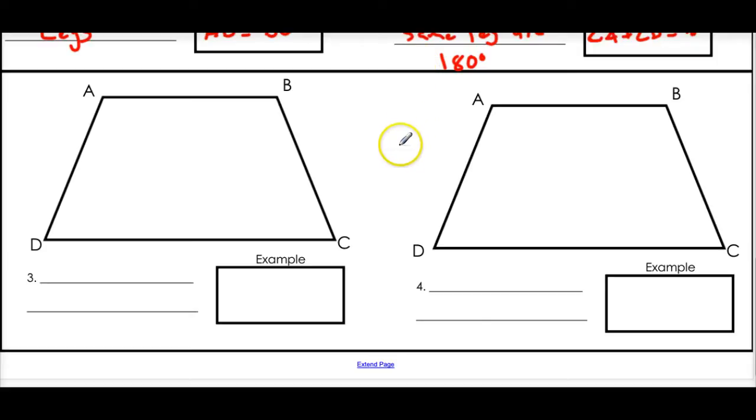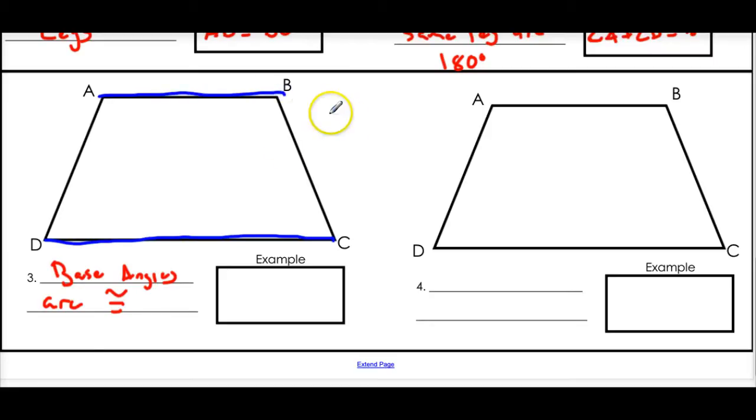Two more properties. We know base angles are congruent. Now, what is a base angle? Base angles are angles that are on the same base. So if you look at this, DC is a base and AB is a base. Remember, those are the parallel sides. In this case, A and B are on the same base. So I know angle A is congruent to angle B because they are on the same base.